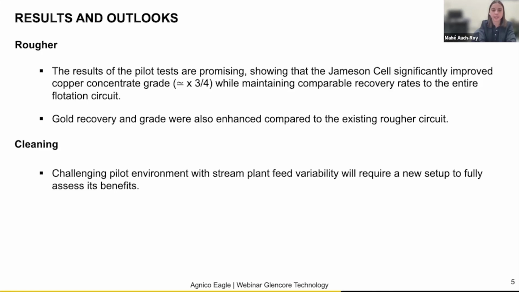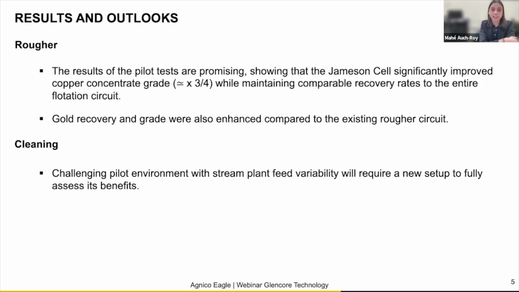Additionally, both gold and copper recovery and grade show enhancement compared to the existing rougher circuit. And about the cleaning stage, we faced some challenges due to feed variability from the plant, which made it difficult to fully assess the benefits of the Jameson cell under these conditions. So we think that we will need a new setup to address these issues and determine the potential of the Jameson cell for this application.